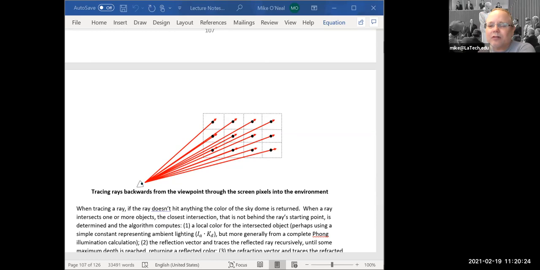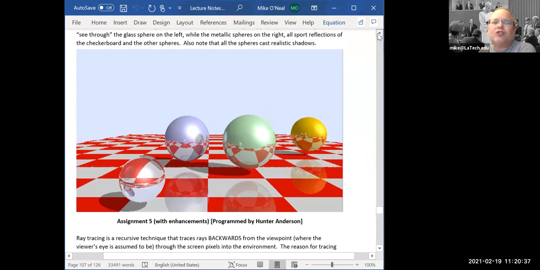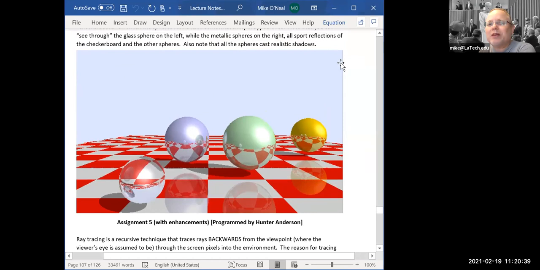So that's how this works. When tracing a light ray, if it doesn't hit anything, you just make it the color of the sky. So like these rays up here, each pixel again is a ray. Each pixel represents a ray. So all of these things up here, they didn't hit anything, so they just got set to the sky dome color of light blue here. Okay.